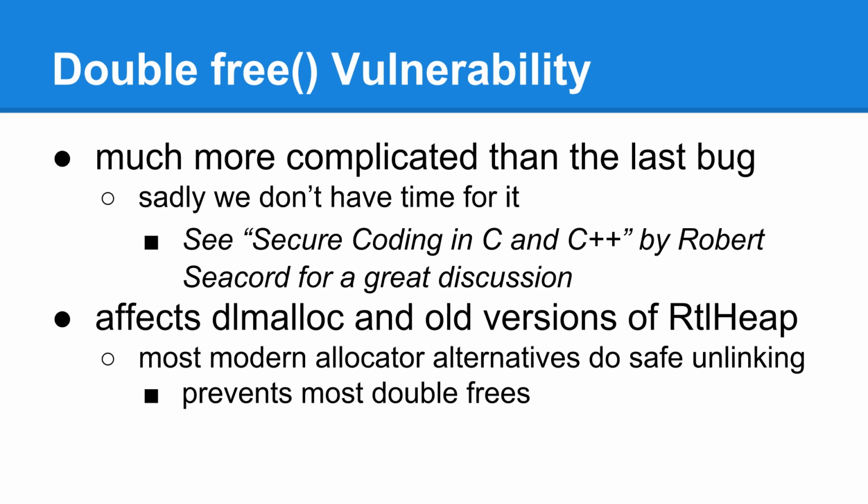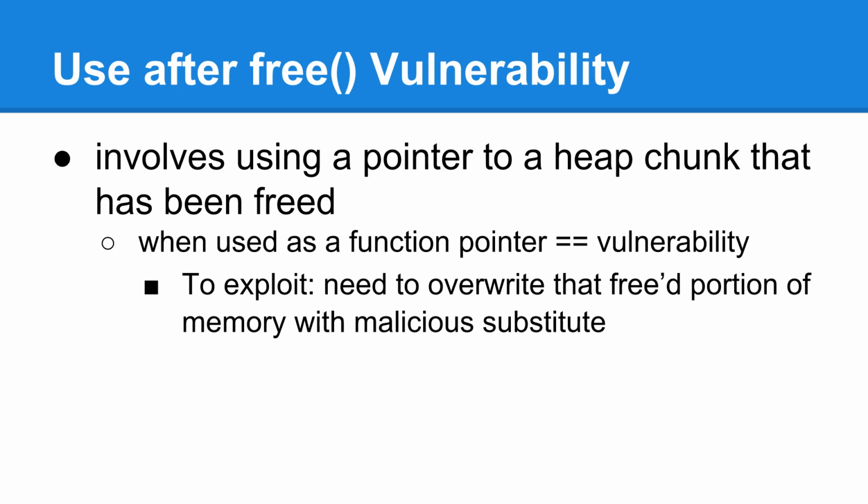Unfortunately, this is much more complicated than the last bug case, and we don't have time for it, but if you really want to dive into it, Secure Coding in C and C++ by Robert Seacord has a great discussion of it. And this vulnerability class affects DLMalloc and old versions of RTL heap. But most modern allocators do some form of safe unlinking that prevents many of these cases.